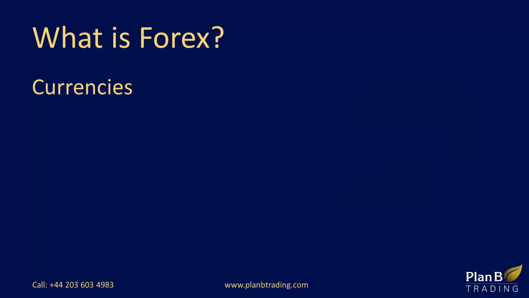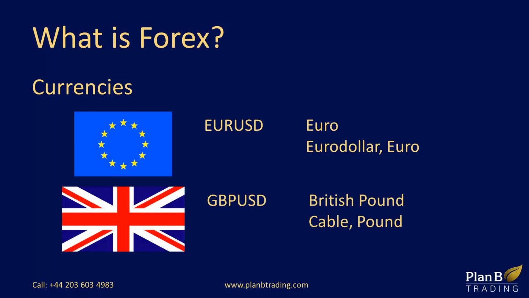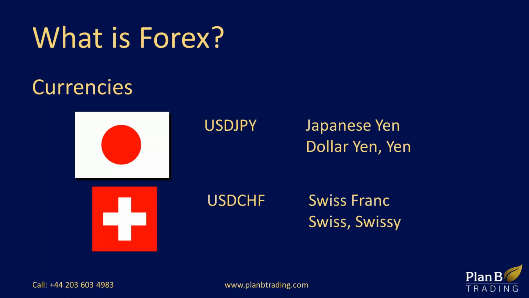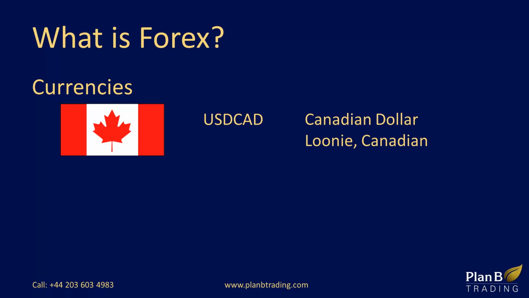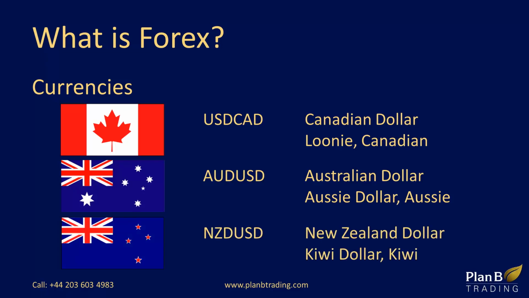Each of the currencies traded against the US dollar is given a nickname. Trading the euro is called eurodollar, or often just euro. The British pound or sterling is referred to as cable, after the first cable crossing the Atlantic. The Japanese yen is called dollar yen or just yen, and the Swiss franc is called Swiss or Swissy. The Canadian dollar is referred to as the loonie or the Canadian. The Australian dollar is nicknamed the Aussie dollar or simply the Aussie, whereas the New Zealand dollar is called the Kiwi dollar or Kiwi.